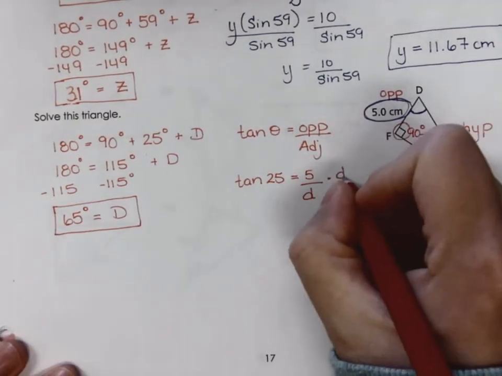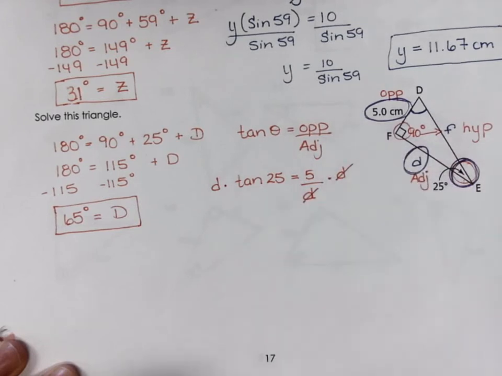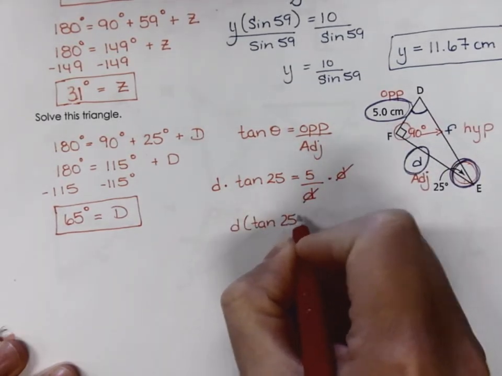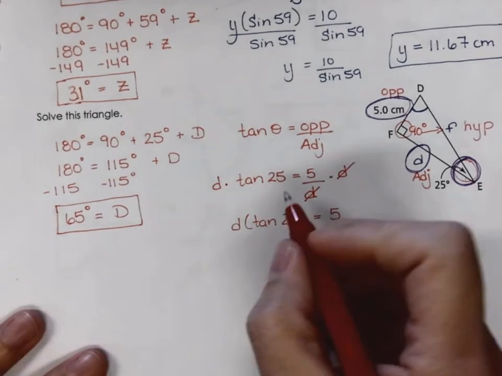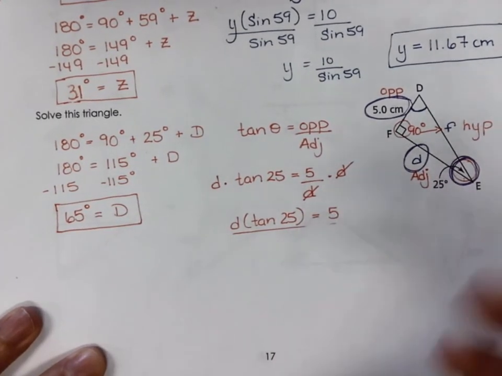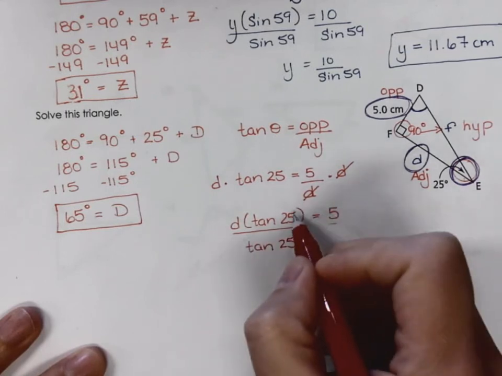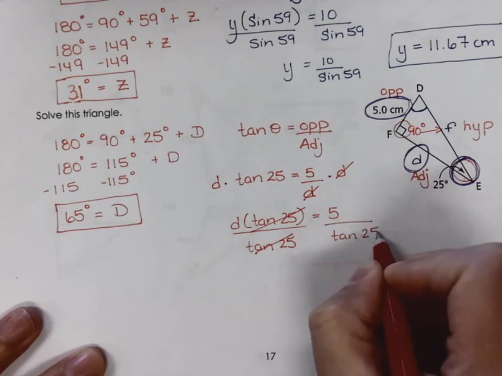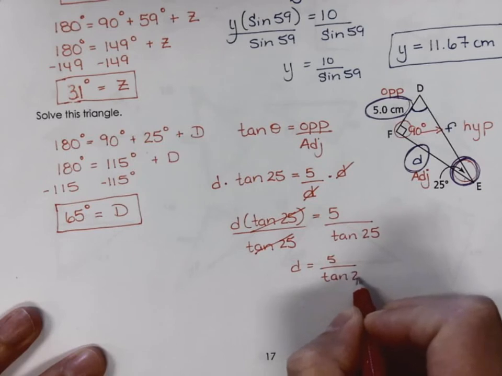Before I do anything in my calculator, I'm going to manipulate this formula. So I'm going to times both sides by D. So those will cancel each other out. So I have D times tan of 25 equals 5. I want the letter D by itself. So I'm going to divide those out, so those will cancel each other out. But whatever I do to one side, I have to do to the other. So D is equal to 5 over tan of 25.